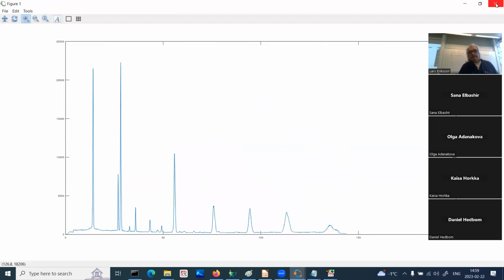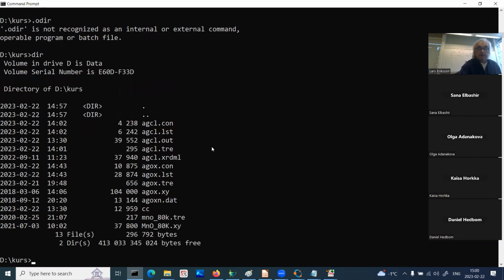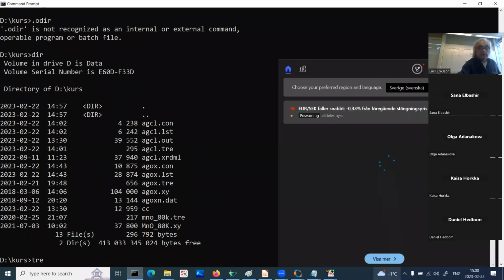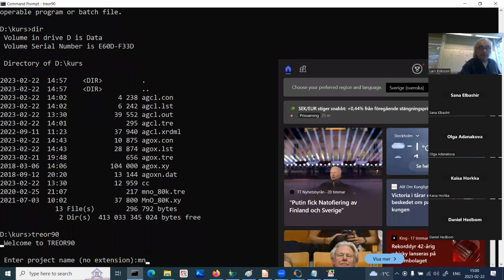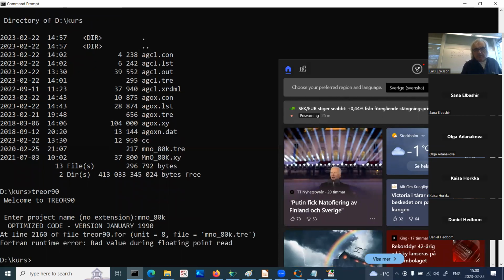But with this we can look up the peak positions approximately and put them into a Treor file. So Treor 90, MNO, 80K. Fortran runtime error.